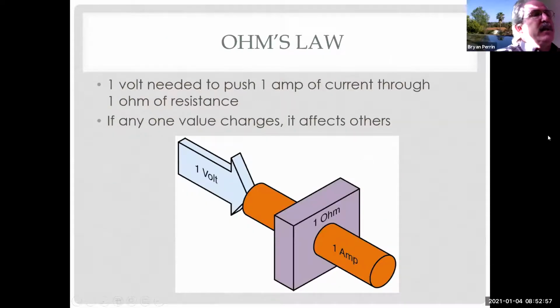So Ohm's law says I need 1 volt to push 1 amp of current through 1 ohm of resistance. So if any one value changes, it affects the others. I can't just change one number. If I change one number, one of the other two numbers has to change. Now, they both can change, but normally voltage stays fairly constant, which means if I change resistance, I have to change current flow, or if I change current flow, resistance has to have changed.